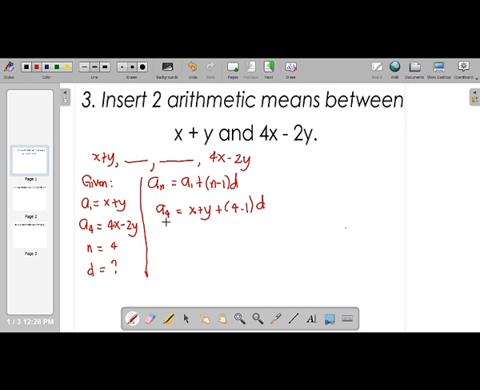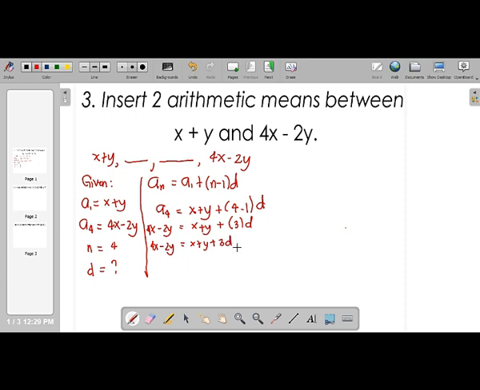Now from here, our a sub 4 is 4x minus 2y. So we will substitute that. So this is 4x minus 2y equals x plus y plus quantity 4 minus 1 is 3 times the common difference d. Now, from here we simply copy 4x minus 2y equals, we copy x plus y also. So what we just need to do here is to multiply 3 and d. That's all we need to do there.